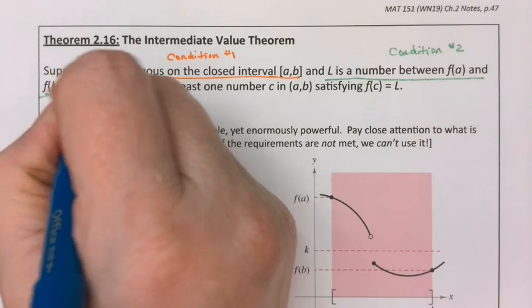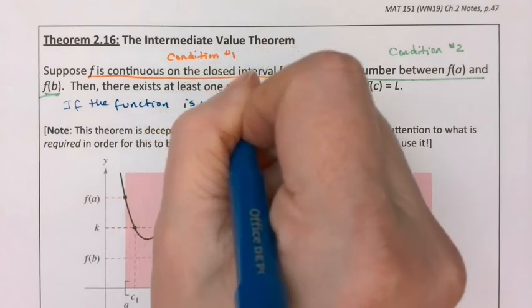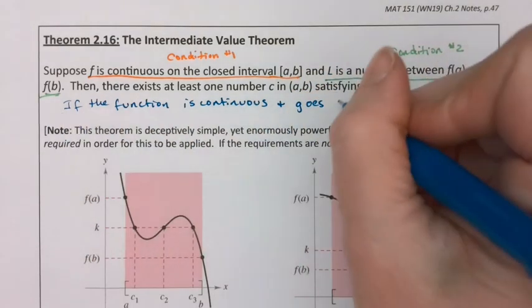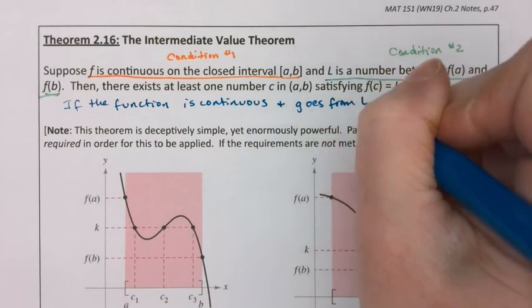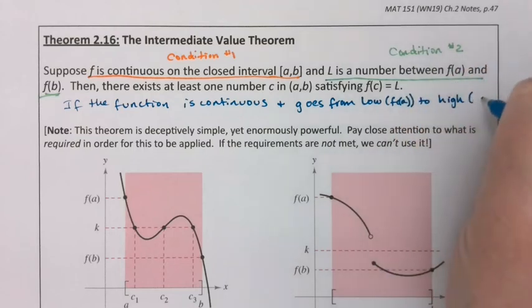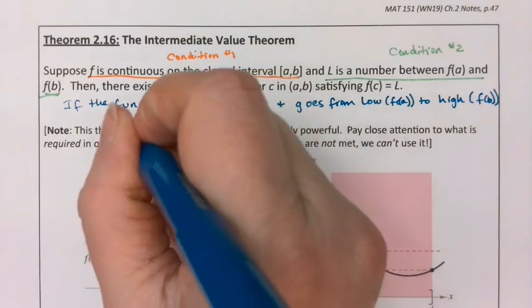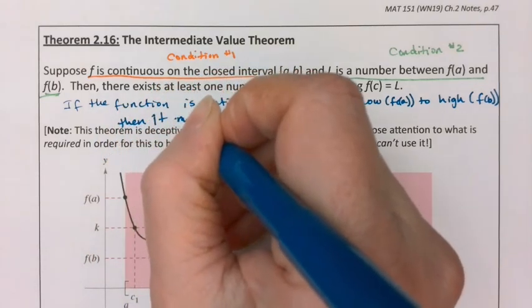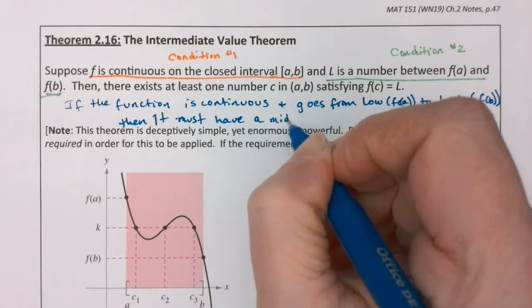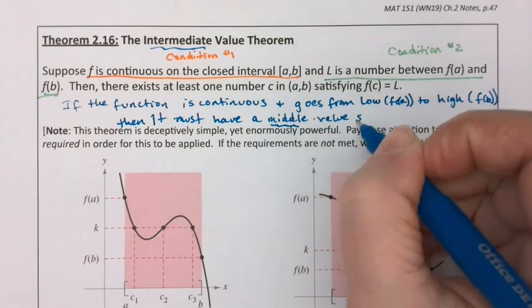So if the function is continuous and goes from low to high, right? Goes from a low value f of a to a high value f of b, or vice versa. Goes from low f of a to high, which is f of b, or they could be reversed, right? High to low, either way. Then it must have a middle somewhere. And that's what L is. L is that middle value. Have a middle, aka intermediate, see it now? Intermediate, middle value somewhere in that interval.